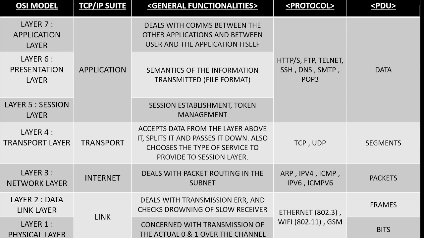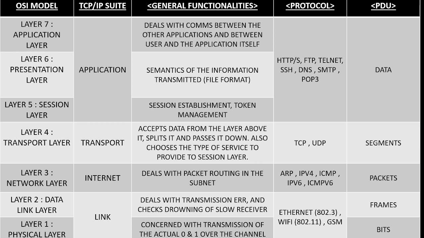Now let's talk about the general functionalities of each layer, and we will be using the TCP/IP suite as a reference, but you can also use the reference for the OSI model. Basically, the functionalities remain the same. The application layer deals with the communication between applications and between the user and the application itself. So what do I mean by that?